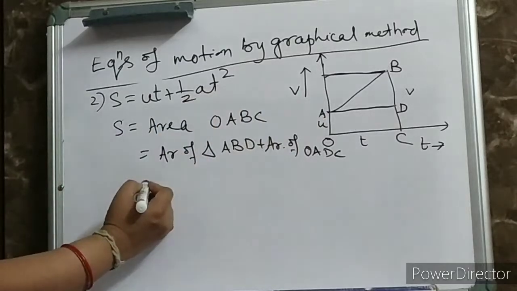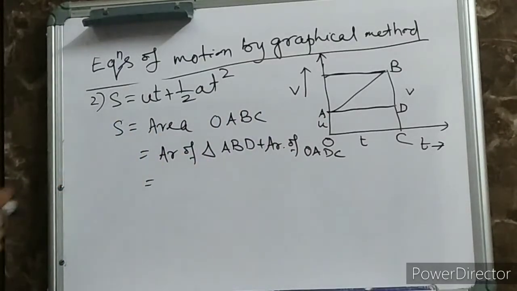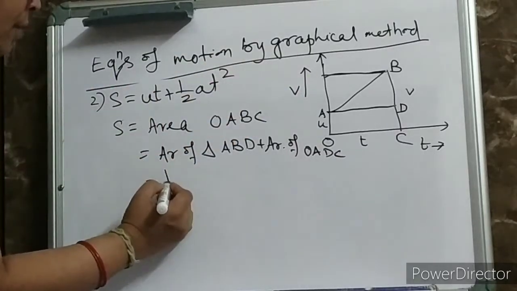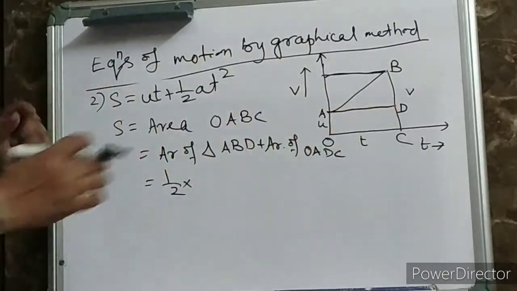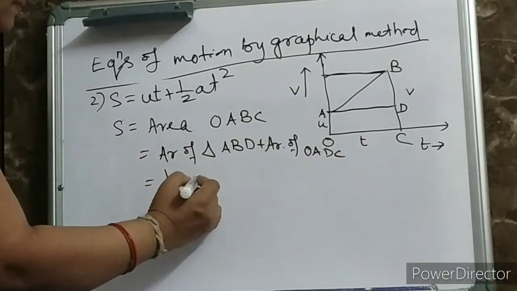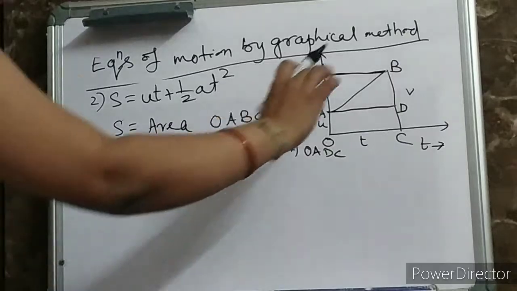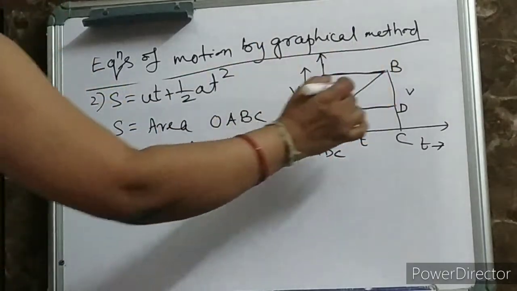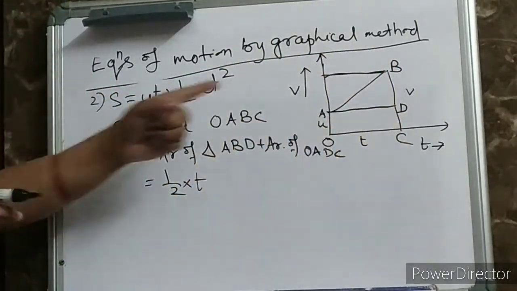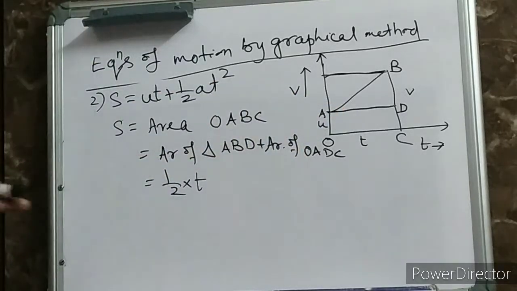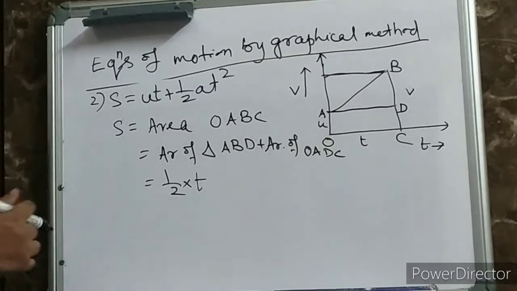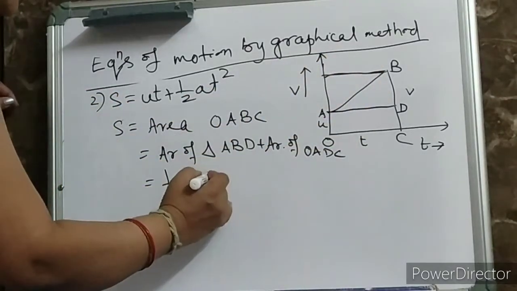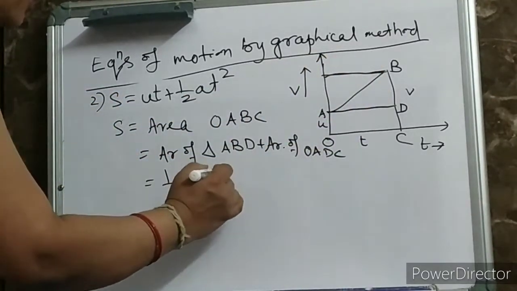How to calculate? Let me calculate the area of the rectangle first. We can calculate the area of the triangle also. Tell me, area of the triangle means half base. What is your base? AD. What is AD? That is your T. Then this is your perpendicular. So what is the area of the triangle? Half base into height. So half base is equal to T. What is your height? Height is BD. So what is BD?